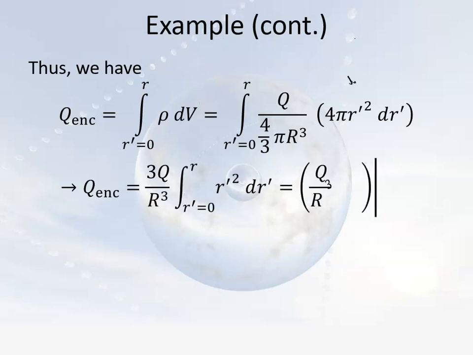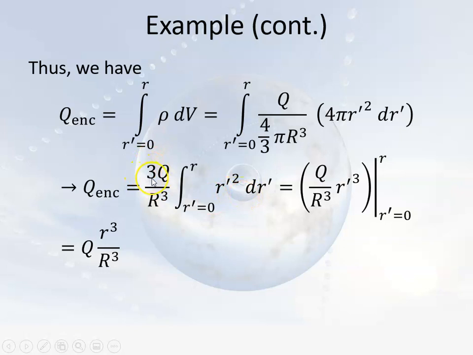So now we can pull out constant terms. The 3q over big R cubed comes out. The 4's cancel, the pi's cancel. So all that's left, inside of the integral, is little r prime squared, d little r prime. Well, that's an easy thing to integrate. That's little r prime cubed over 3, canceling this factor of 3 that we have out here.